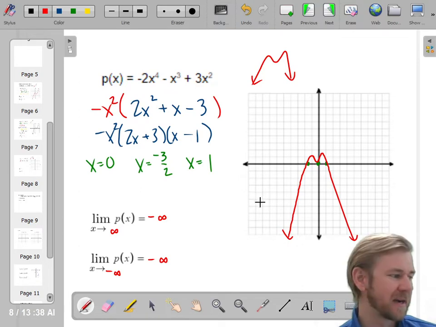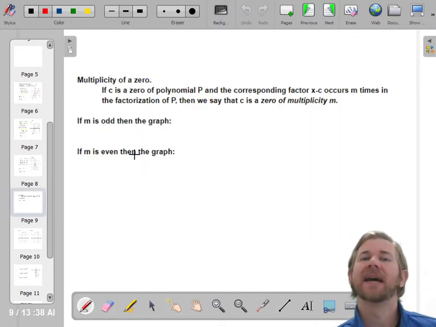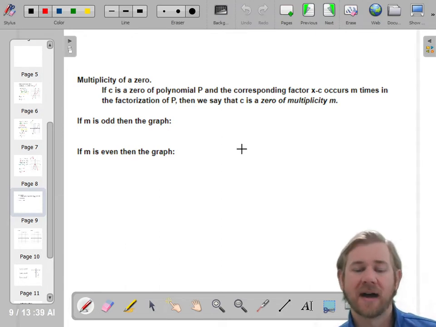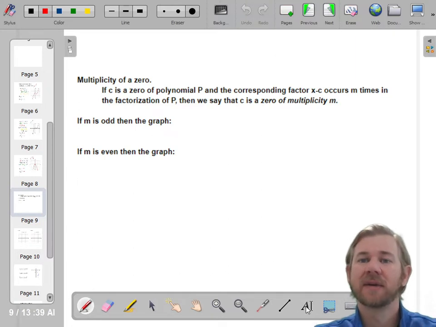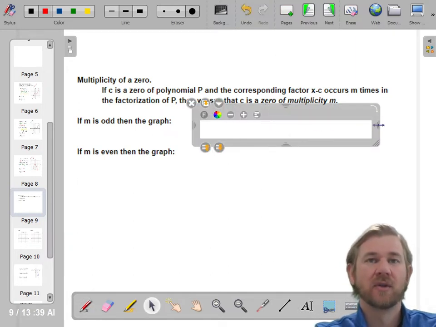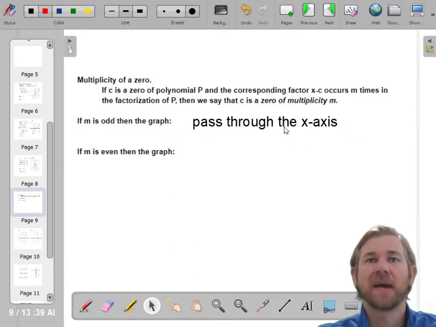So let's go back and talk about the multiplicities that I was saying. When we say a 0 has multiplicity of different degrees, if you have an odd degree multiplicity, then what's going to happen is you're going to pass through the x-axis at that point.